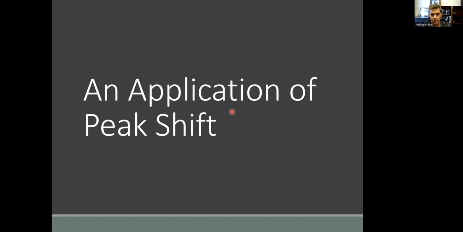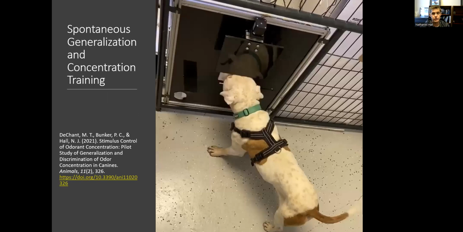So what is a potential application of this peak shift phenomenon or these generalization gradients? As I said, there are very few examples that we can use with odors that demonstrate these kinds of effects. However, there is one situation in which we can do that, and that is by manipulating the concentration of an odor that we want the dog to respond to. We did some prior research on this.